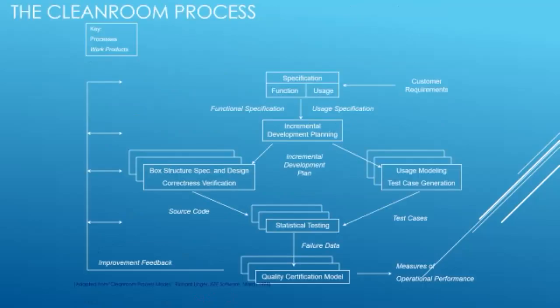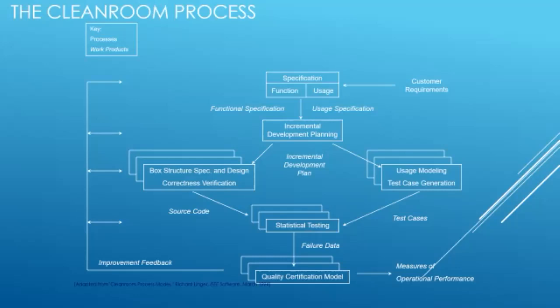The clean room process model. Friends, this is the clean room process model where different types of keys are used, and the actual diagram presents the whole process of clean room. Key processes, work products, processes and work products, these are the two keys used in this process, where there are customer requirements, which are specification, function, and usage.